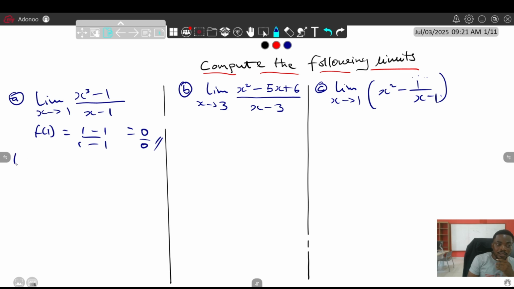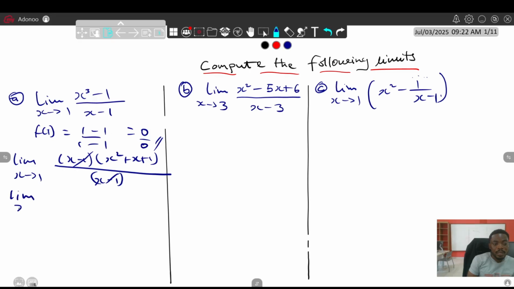And to simplify this function, say we have lim as x approaches 1, we have x minus 1 times x squared plus x plus 1 over x minus 1. So this cancels out, and then we have lim as x approaches 1 of x squared plus x plus 1. And this is equal to 1 plus 1 plus 1 if we substitute 1. And then the limit point is 3.